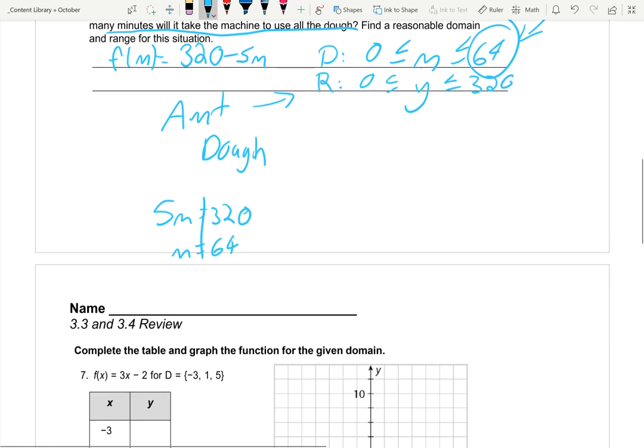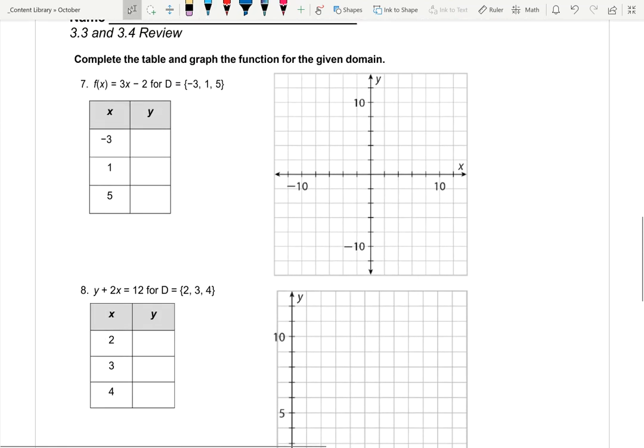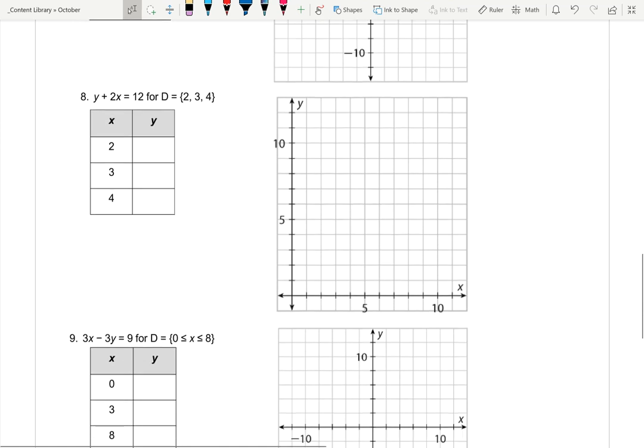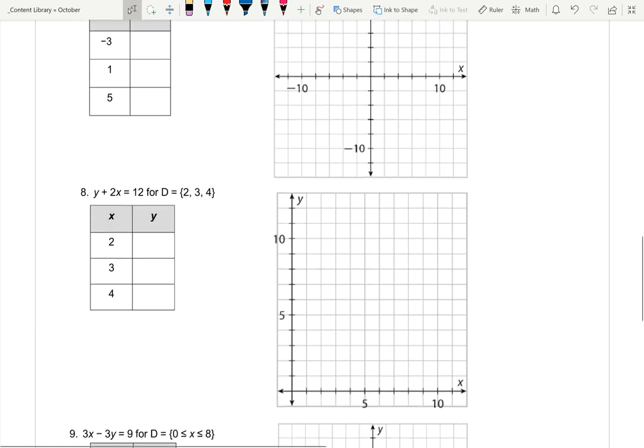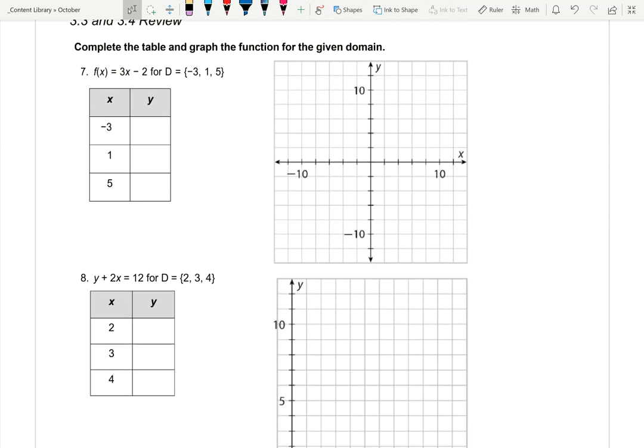All right. So 3.3, 3.4. Now we're going to graph, okay? Complete the table and graph the function for the given domain. So in 7 and 8 and 9, it gives us a domain to plug in, right? It gives us -3, 1, and 5 as our x values to input into our function and get y values out for. So we're just going to follow those instructions.